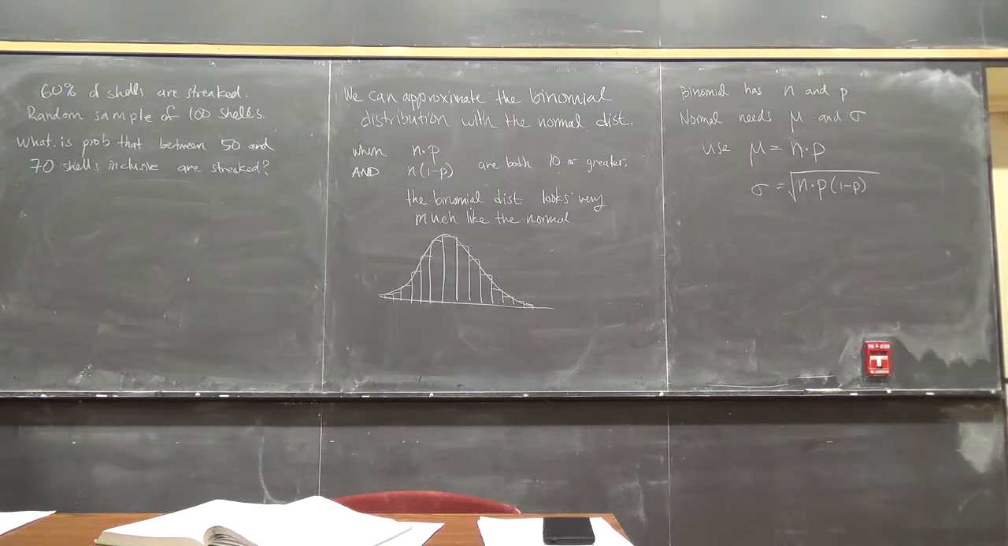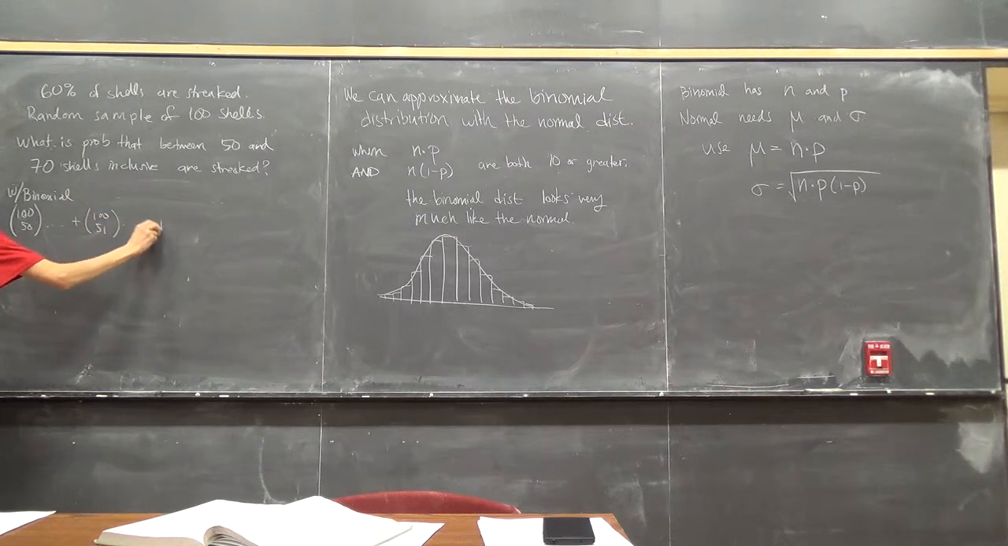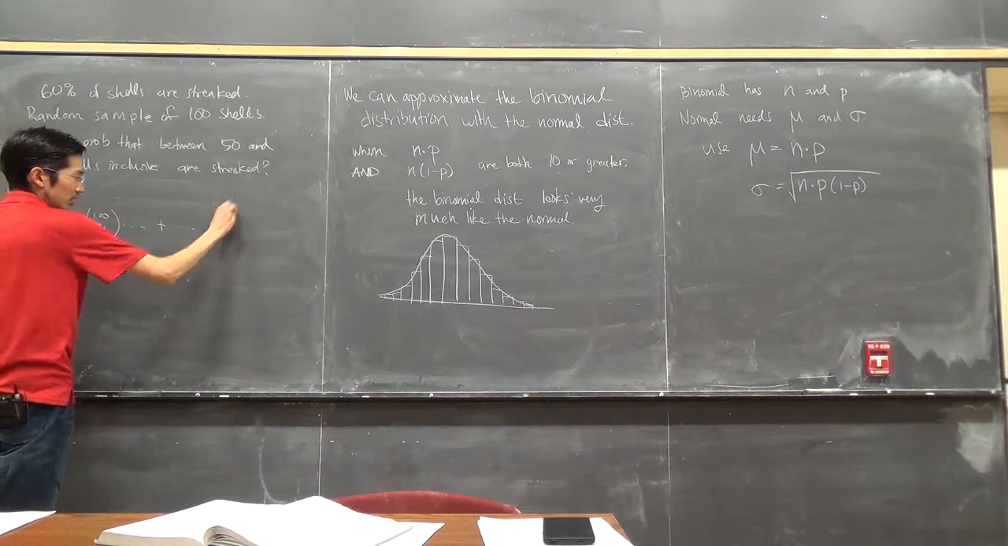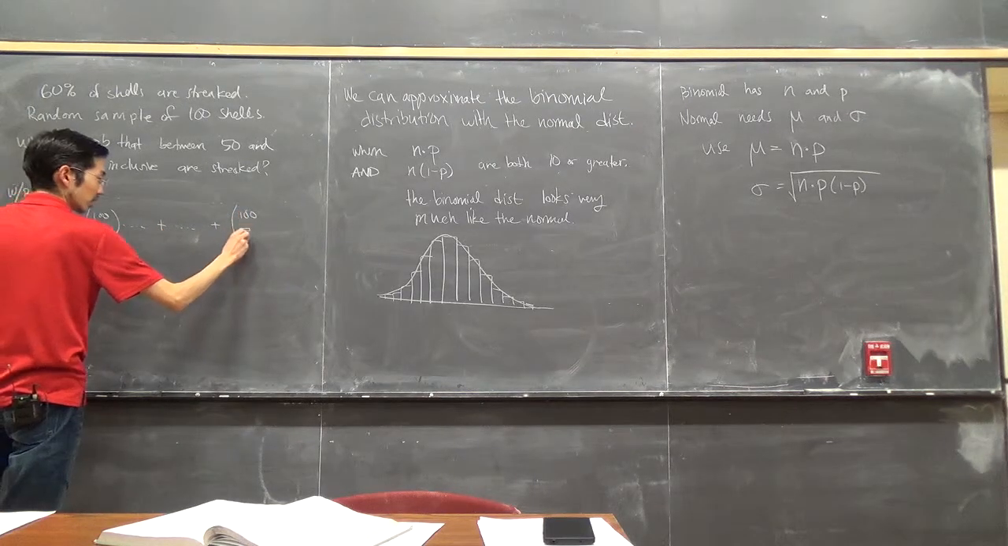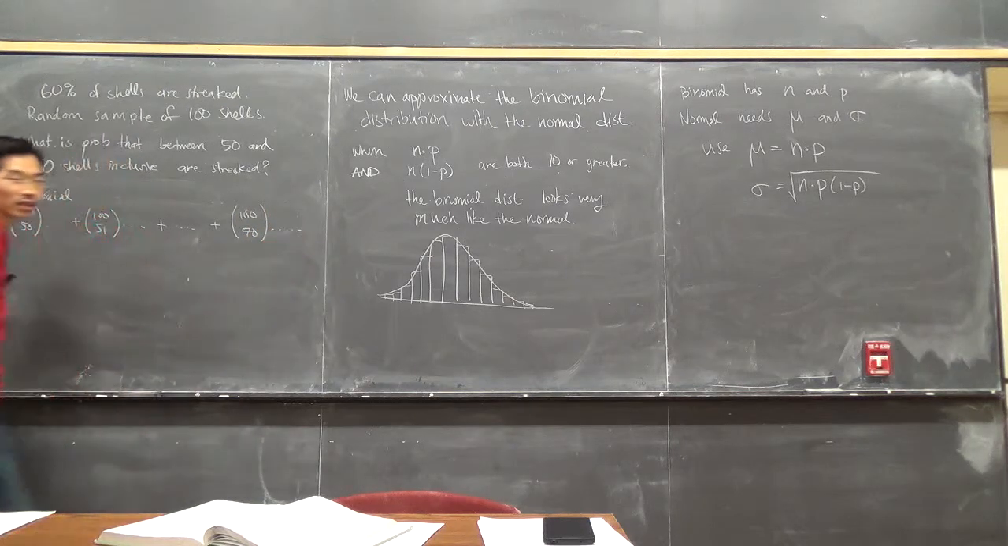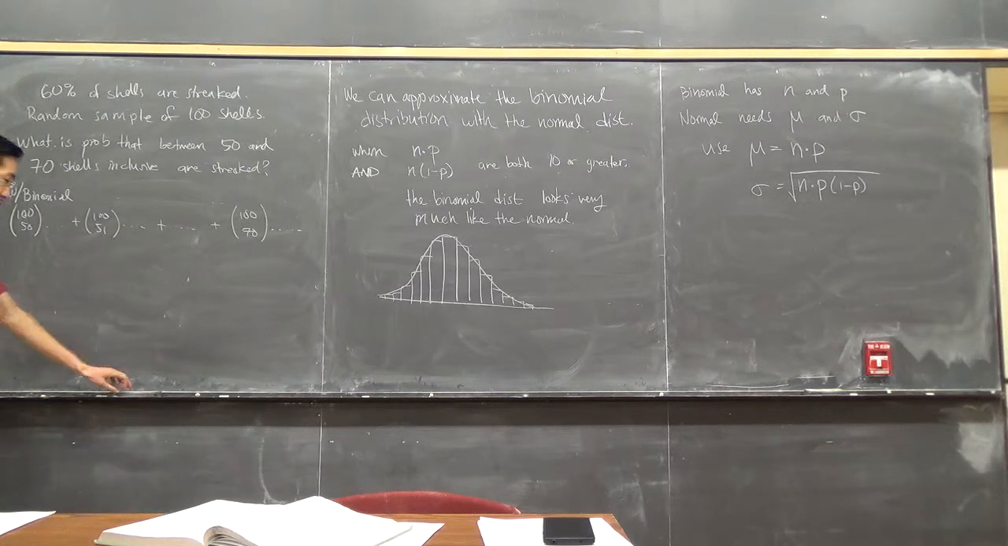Okay. So with binomial, we would have to do 100 choose 50 times something, plus 100 choose 51 times something, plus all the way up to 100 choose 70 times 0.6 to the 70, 0.4 to the 30. That's a lot of numbers to add up. We don't want to do that. Okay? So we're going to do the normal approximation instead.